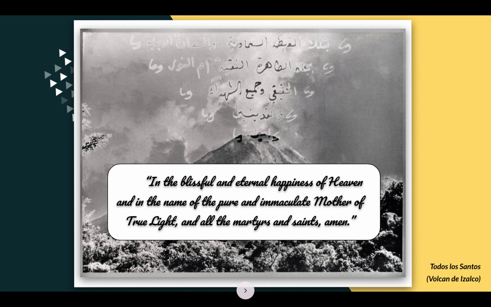Our eyes are also immediately drawn upward to the text in Arabic calligraphy, written in a funnel shape which mirrors the triangle shape of the volcano. This prayer written in Hasbun's great-grandfather's handwriting translates to this: in the blissful and eternal happiness of heaven, and in the name of the pure and immaculate Mother of true light, and all the martyrs and saints, Amen.